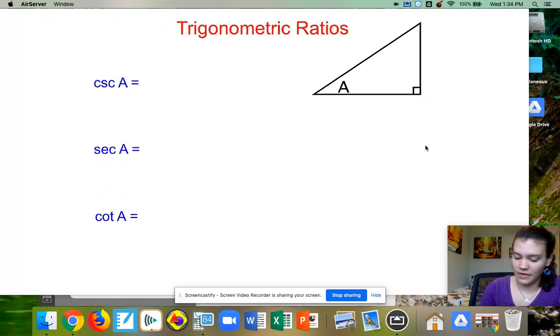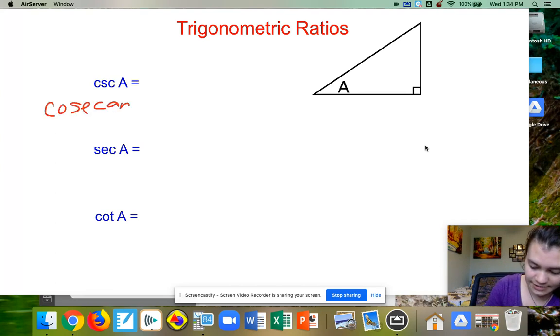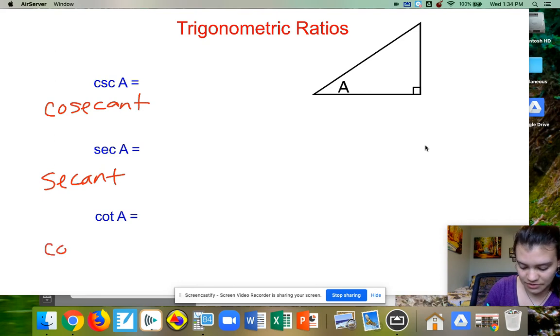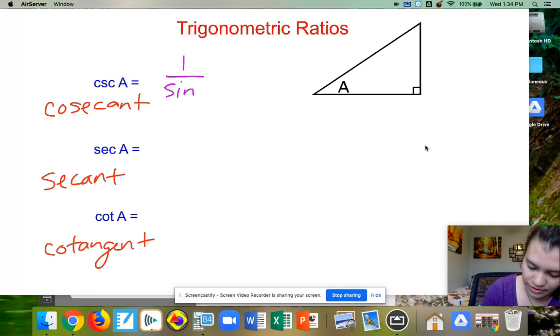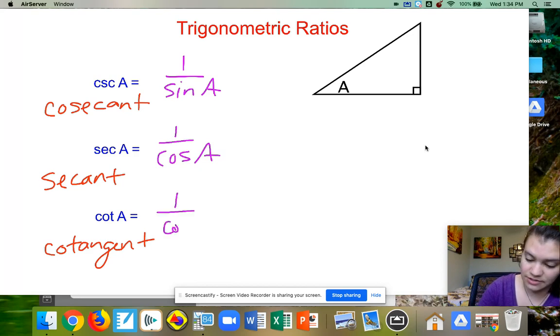So this one, CSC, stands for cosecant. SEC is secant. And COT is your cotangent. These are reciprocals of your standard trig functions. So cosecant is the same as 1 over sine of A. Secant is 1 over cosine of A, and cotangent is 1 over tangent of A.